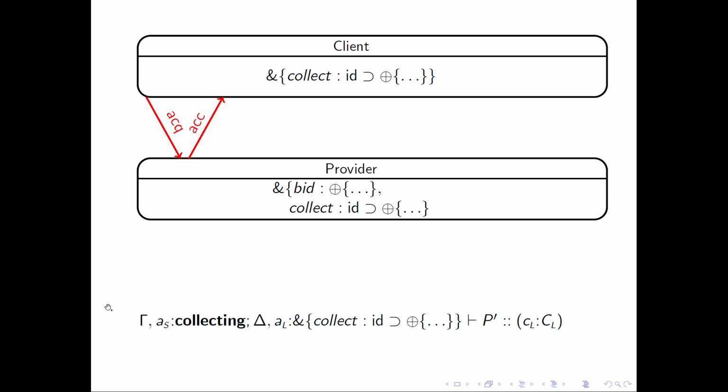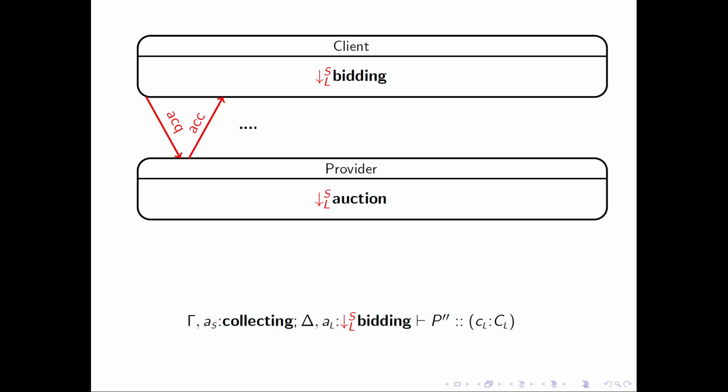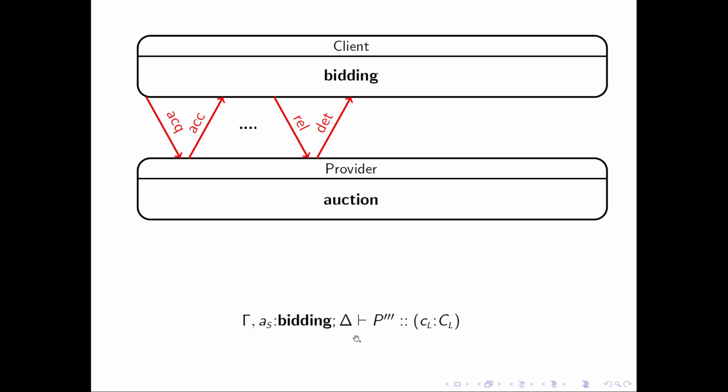So if we step through the protocol, after an acquire and accept, the client would have this linear channel, which corresponds to the continuation type after a successful acquire. They would then proceed linearly, and eventually the client would have this linear channel, which requires it to release back to bidding. And after it does so, it now has AS as type bidding, which is what we precisely want.